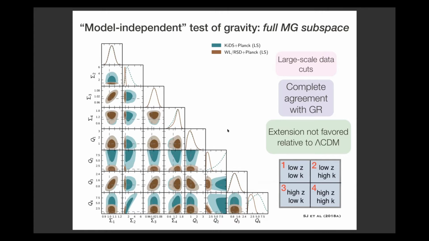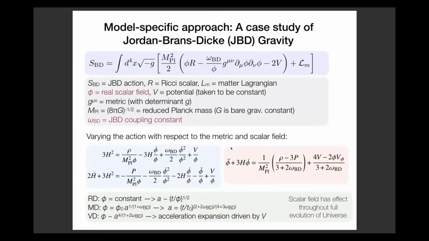So that's just a taste of the model-independent type of test of gravity we can do. Let's go to the next slide and turn to our model-specific example. The example we're going to be considering is Jordan-Brans-Dicke gravity.